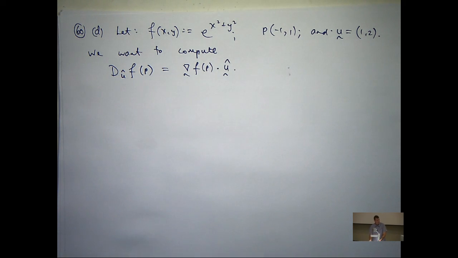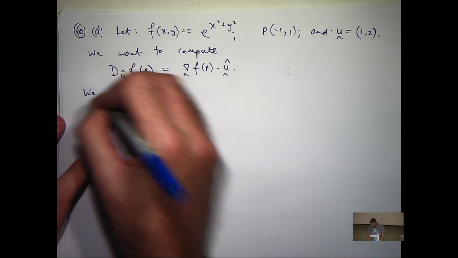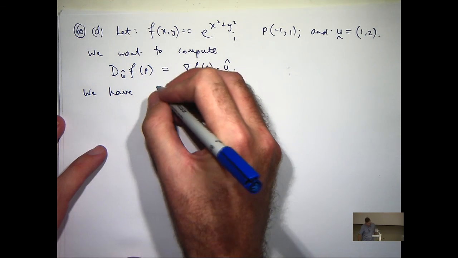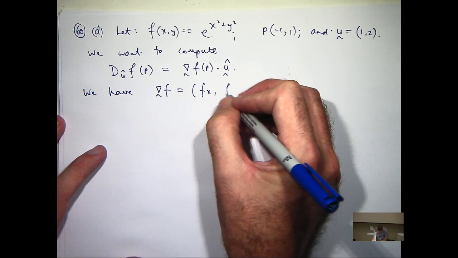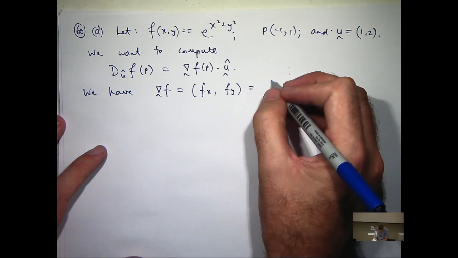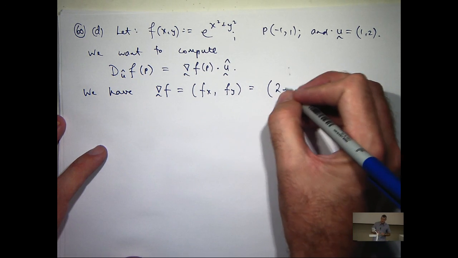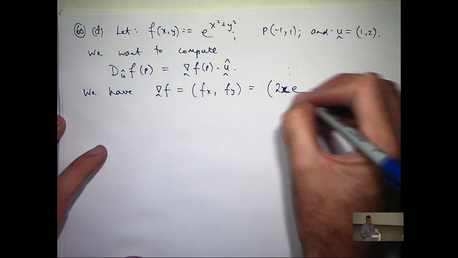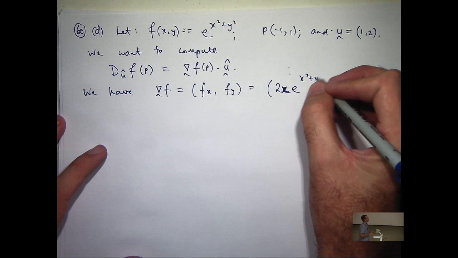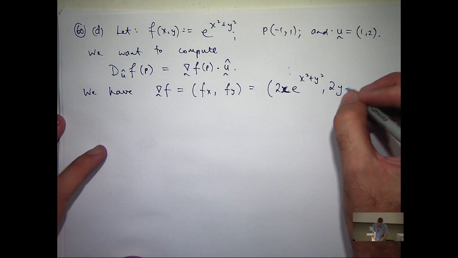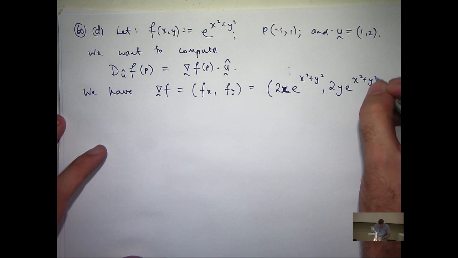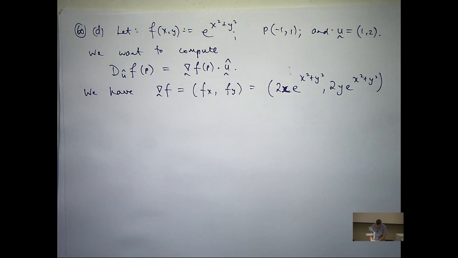So let's take grad f, right? What do we get? It's just f sub x, comma f sub y. So 2x e to the x squared plus y squared. What about the other component? 2y. Yep. Okay, so now what? Evaluated at the point, yes?